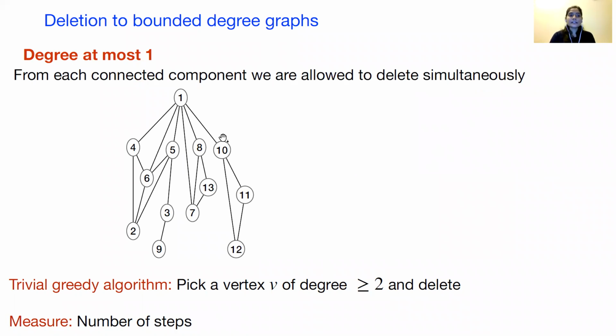Now suppose we are allowed to delete one vertex from each of the connected components simultaneously. The greedy algorithm is the same: pick a large degree vertex and delete it. But now we want to measure our budget in the number of steps.